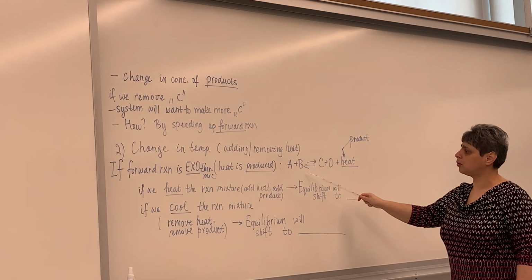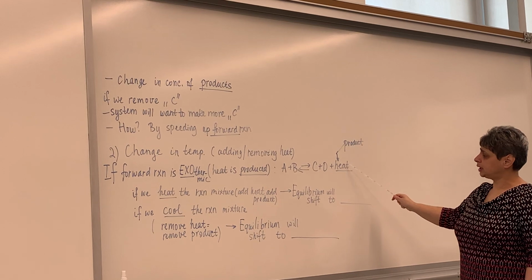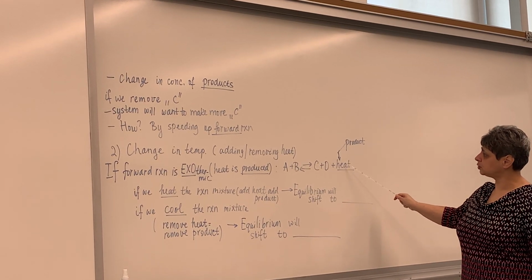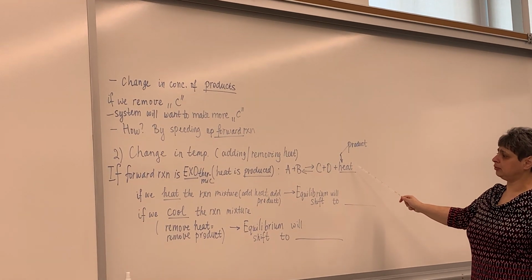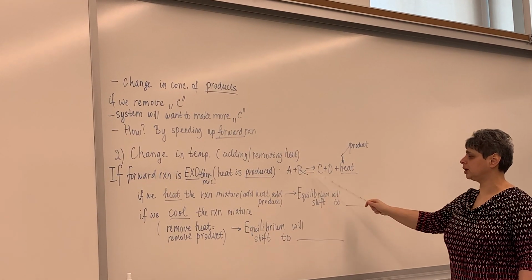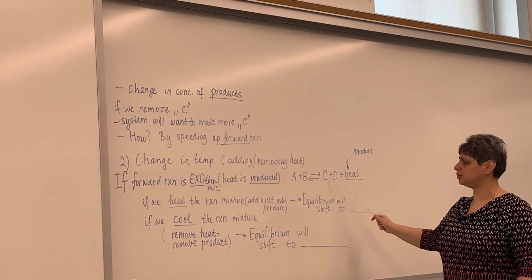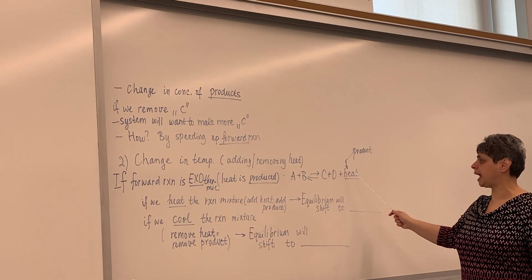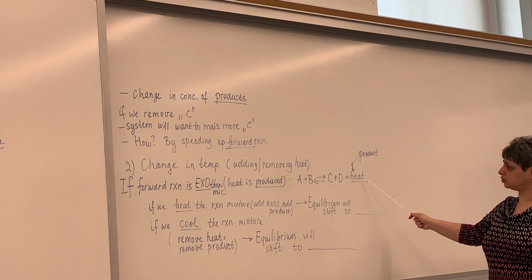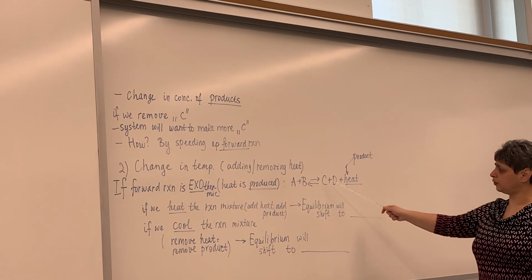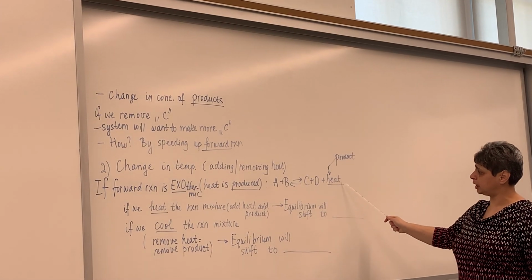So I rewrote the equation here, and I included heat on the right-hand side, because if heat is produced, we can consider it a product. So now what would happen in such a reaction, where the forward reaction was exothermic, if we were to heat this reaction mixture? We would be essentially adding more heat. Now, heat is a product, so this is sort of akin to adding more of a reactant, as we considered earlier. So what happens if we add more heat?